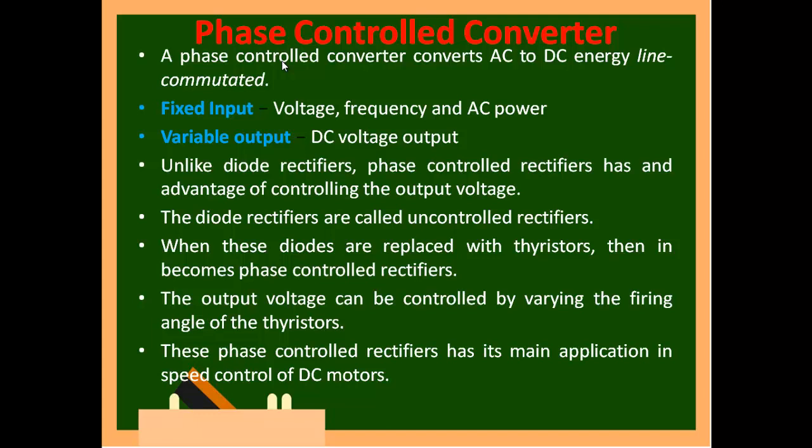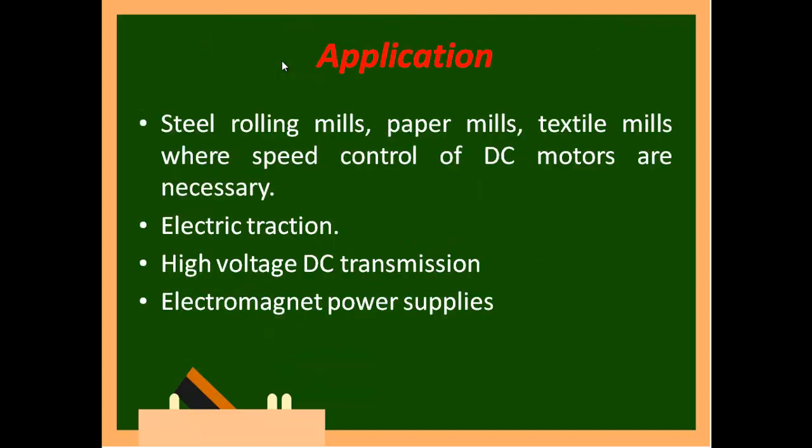The phase controlled rectifier has its main application in speed control of a DC motor. Again I repeat, in phase control we convert AC to DC, and I can vary the output voltage. If variable DC is given to a DC motor, it will run at various speeds depending upon the input voltage. Applications: steel rolling mills, paper mills, textile mills, wherever you have a DC motor, you can call it an application of this.